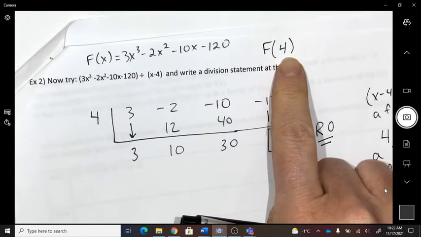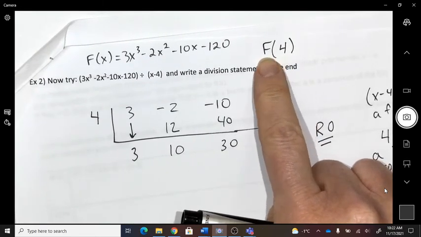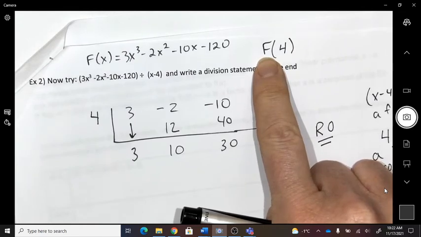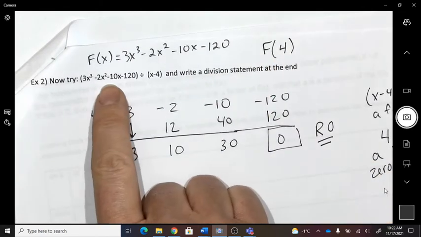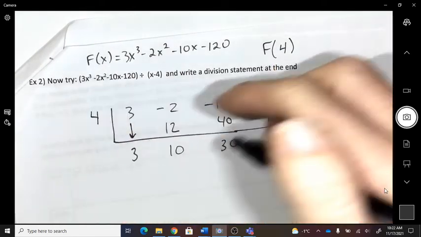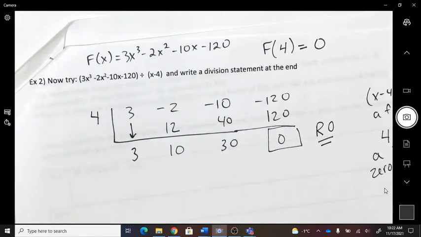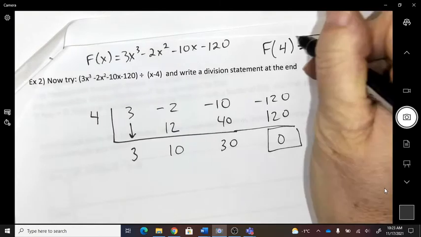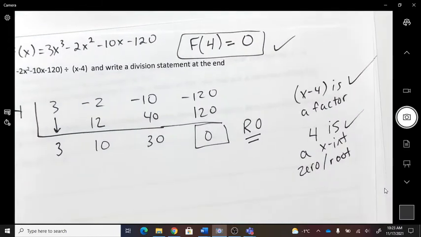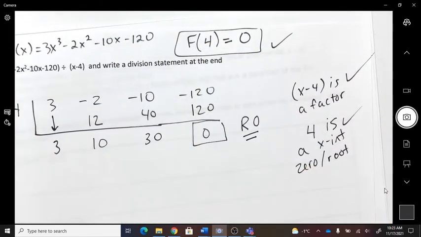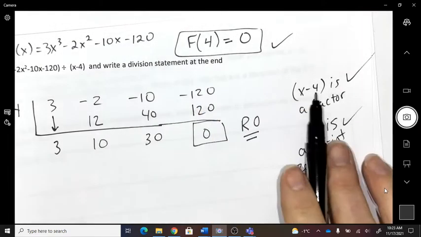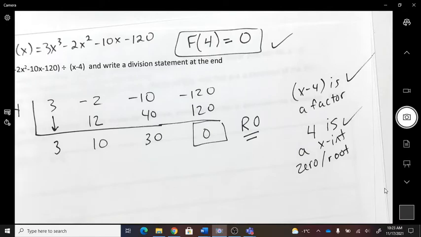When you plug 4 into the function f, so when you replace x with 4, the result is 0. Because it's an x-intercept. So when x is 4, y is 0. It's an x-intercept. Okay, so those three facts are true. When the remainder is 0, those are some of the ideas you can come up with.